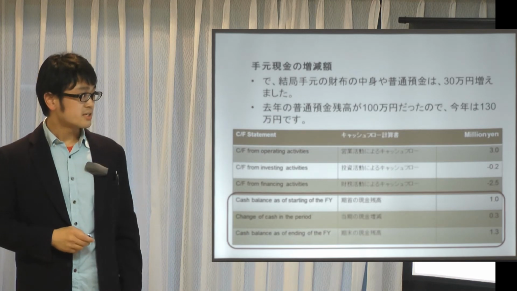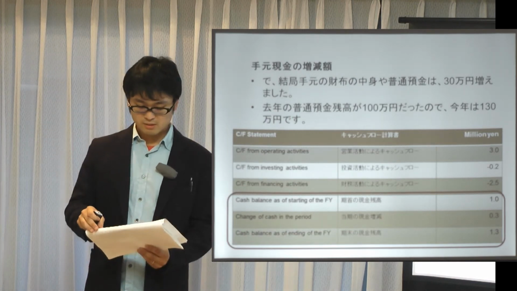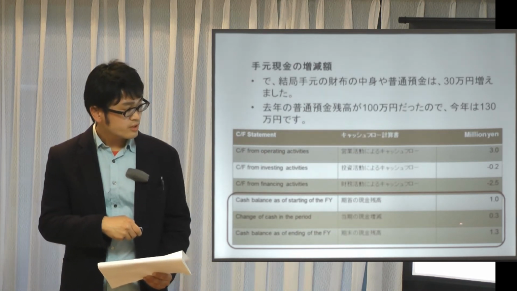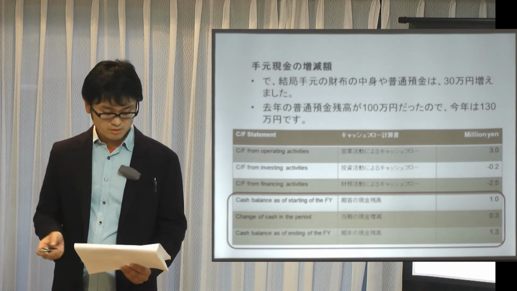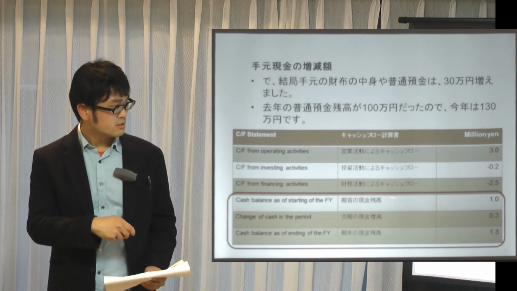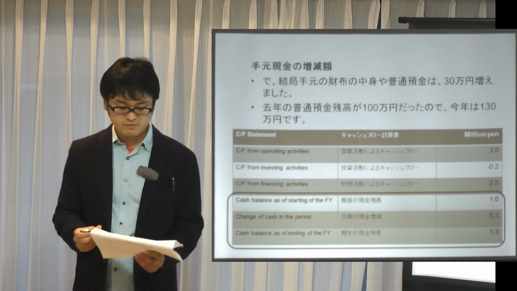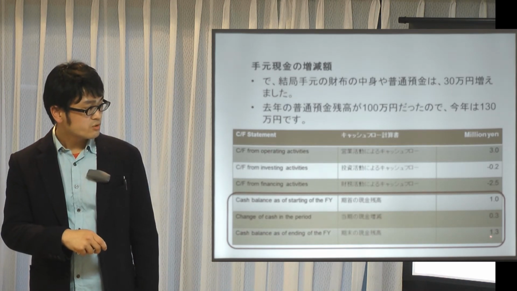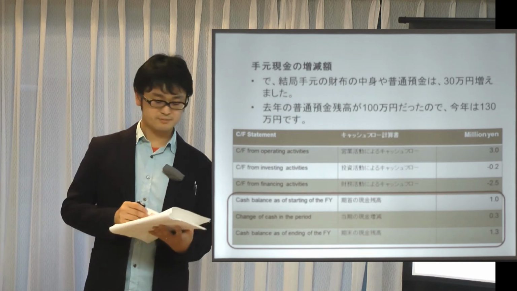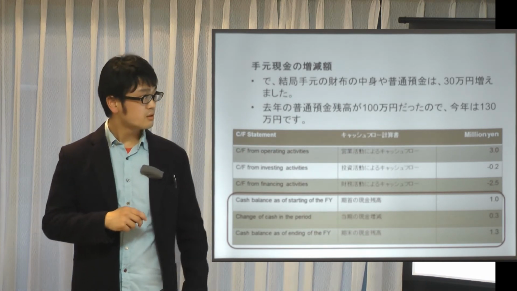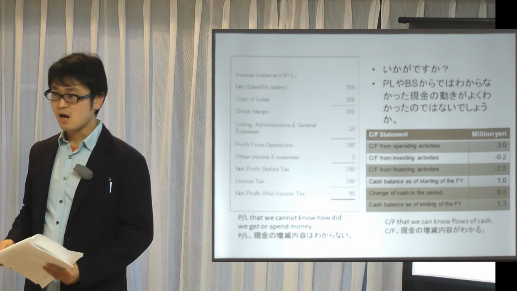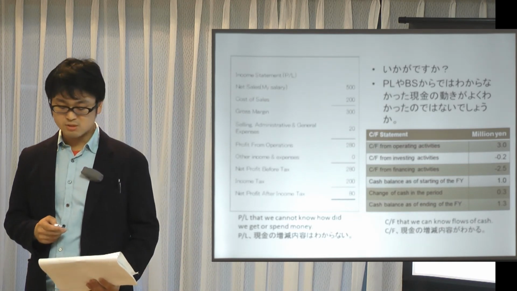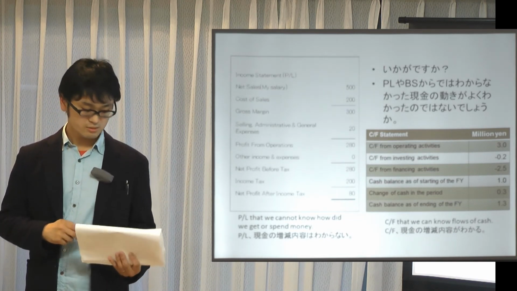Then the cash in my wallet and deposit in the bank increased by 300,000 yen. I had deposited 1 million yen as of the end of last year. The amount has become 1.3 million yen this year. Do you understand? I hope you can understand the flows of cash which we cannot know from BS or PL.